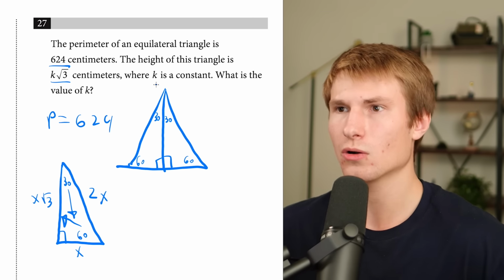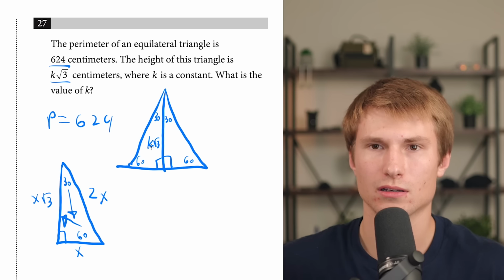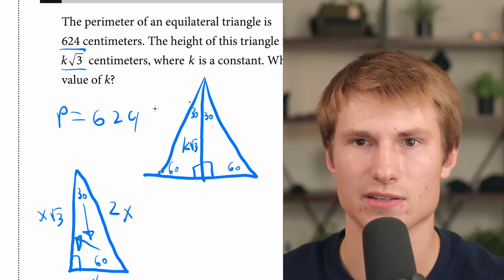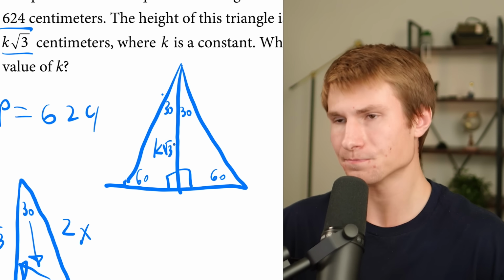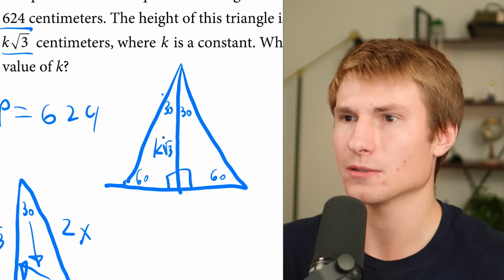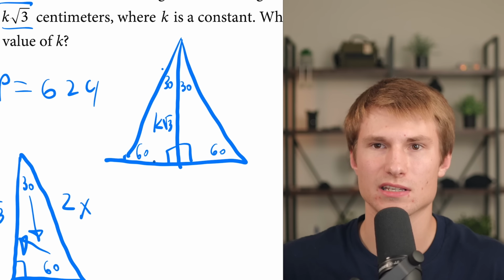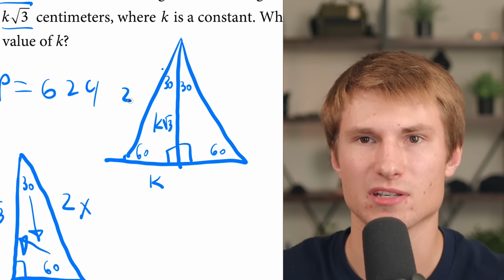So we know that our height is k root 3. Maybe I can zoom in a little bit. Let me see if I can zoom in to show you guys a little bit clearer. All right, there you go. Okay, so k root 3 is there. Now from here, we see that that's across from the 60. So since that's across from the 60, we know across from the 30 must be k, and we know that our hypotenuse must be 2k.